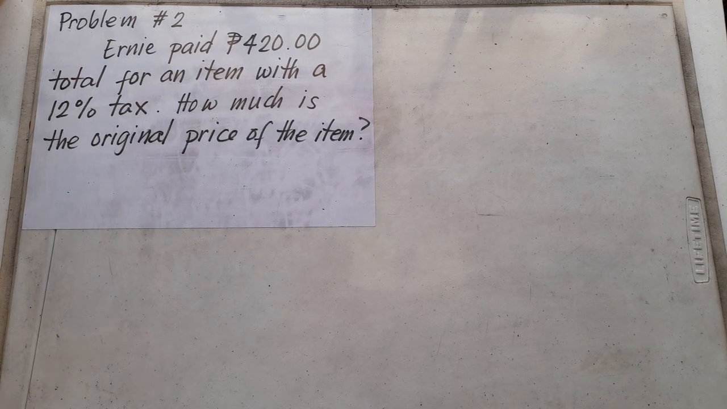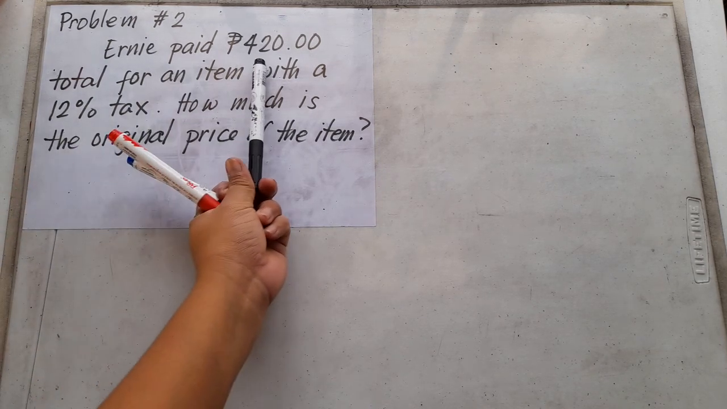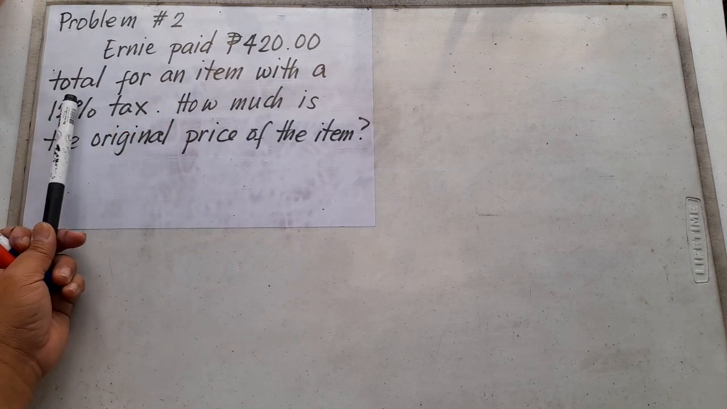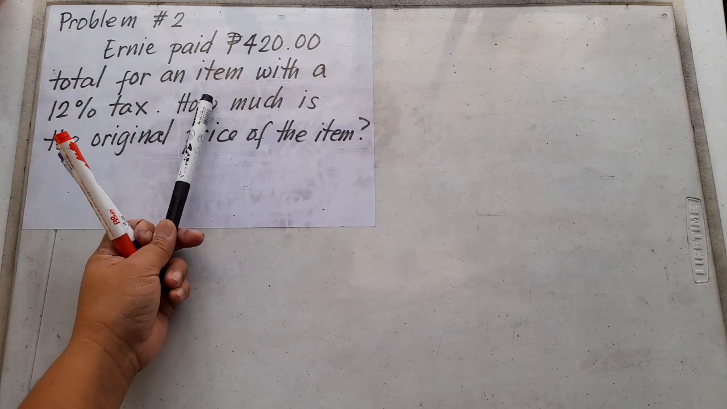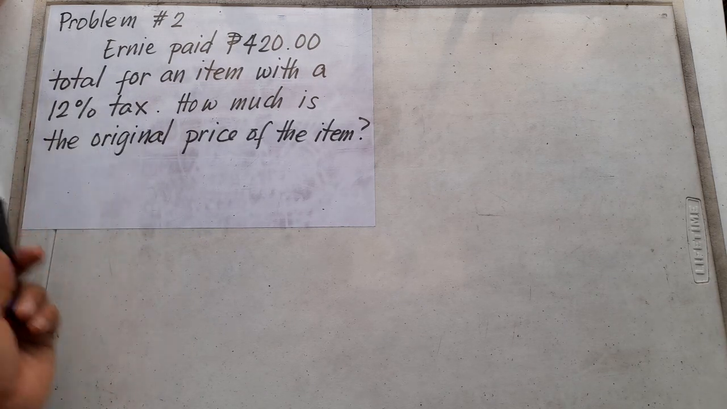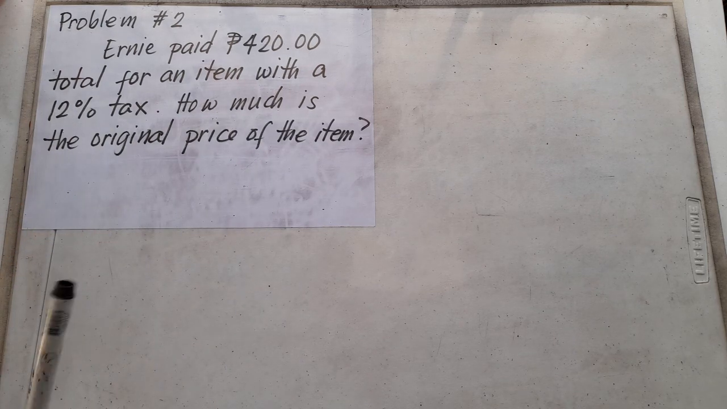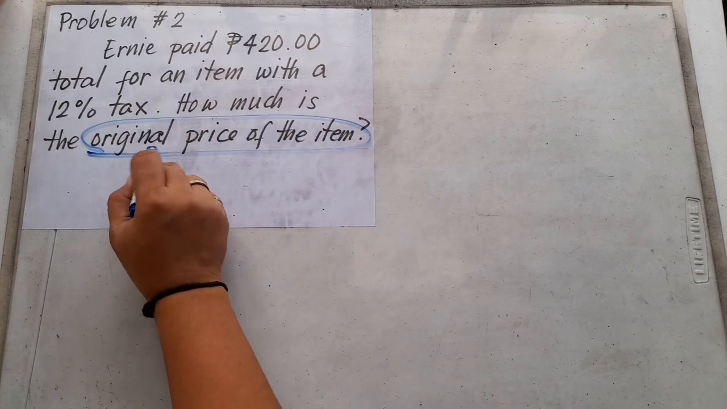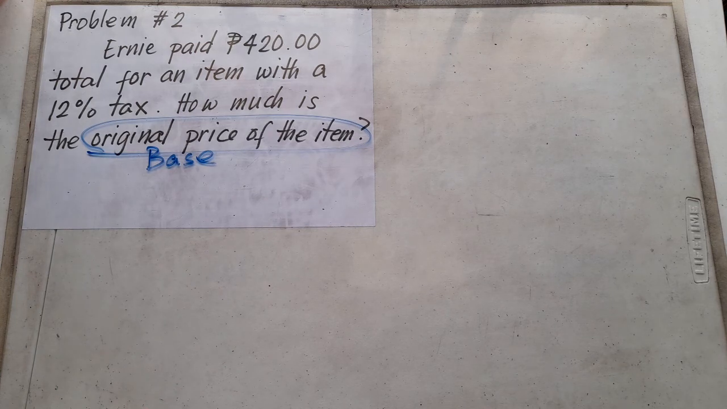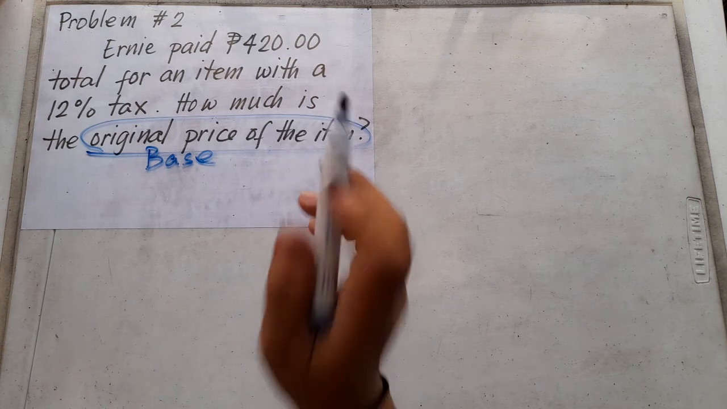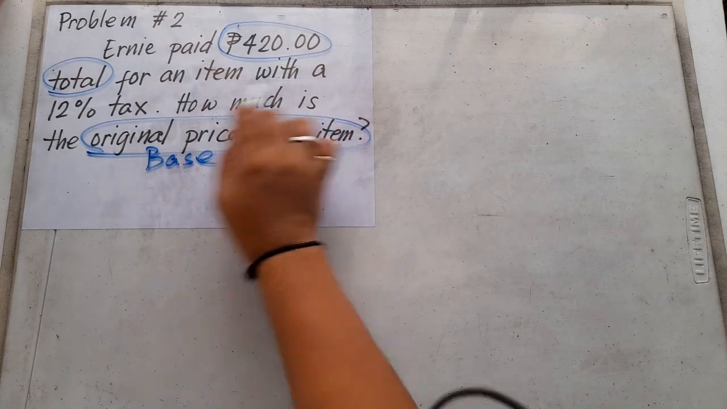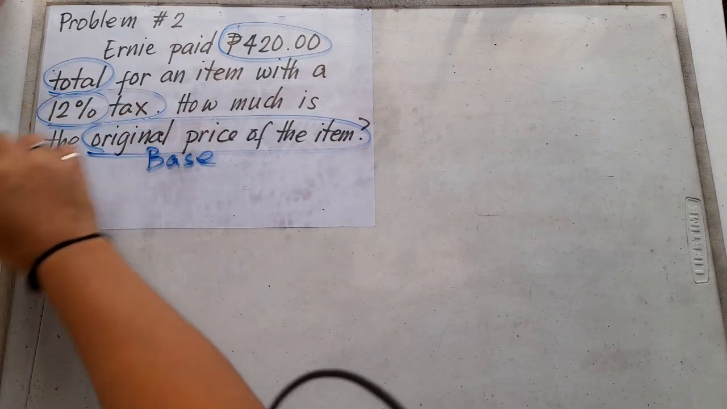Okay, problem number 2. Ernie paid 420 pesos total for an item with a 12% tax. How much is the original price of the item? So here, we are looking for the original price, and the original price is the base. So we are looking for the base. What are we provided with? We are provided with 420 pesos total and 12% tax.